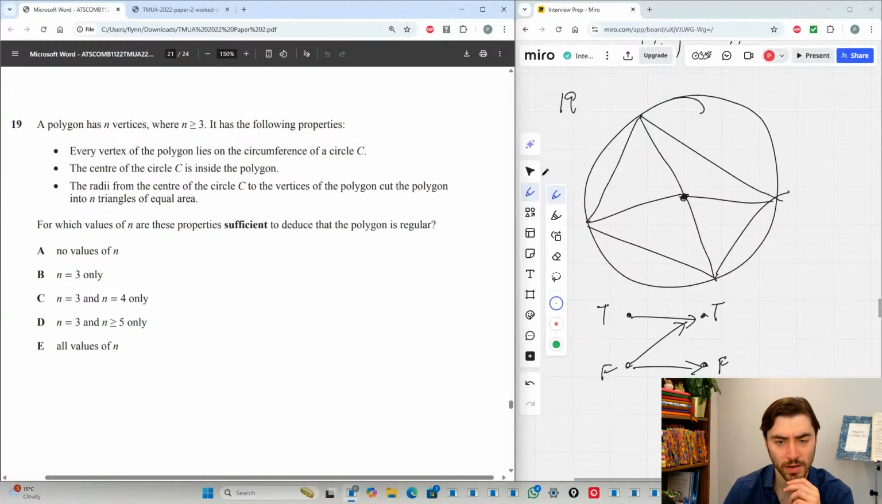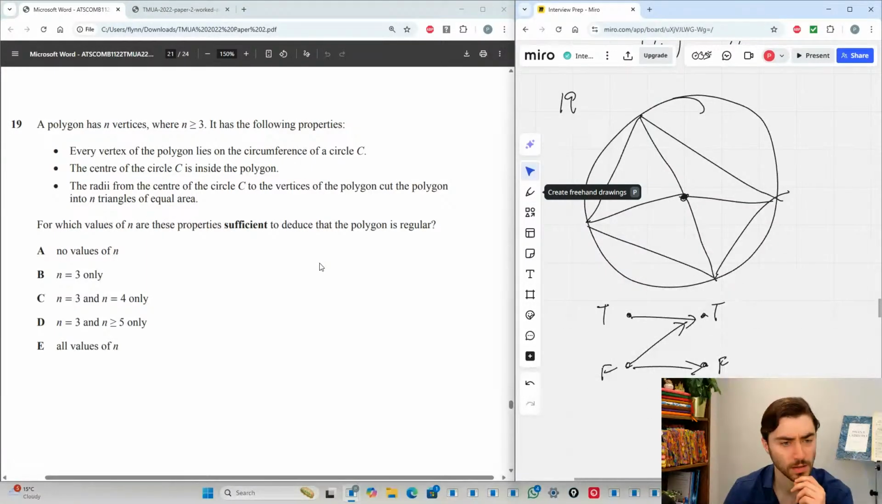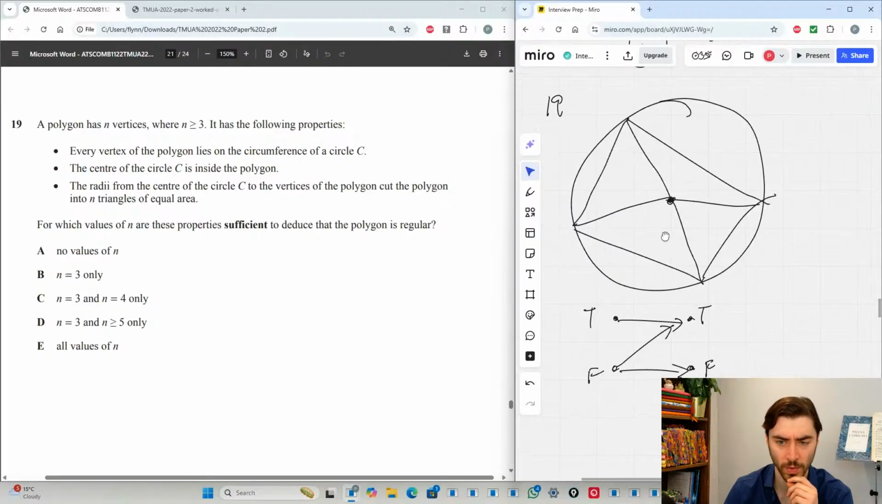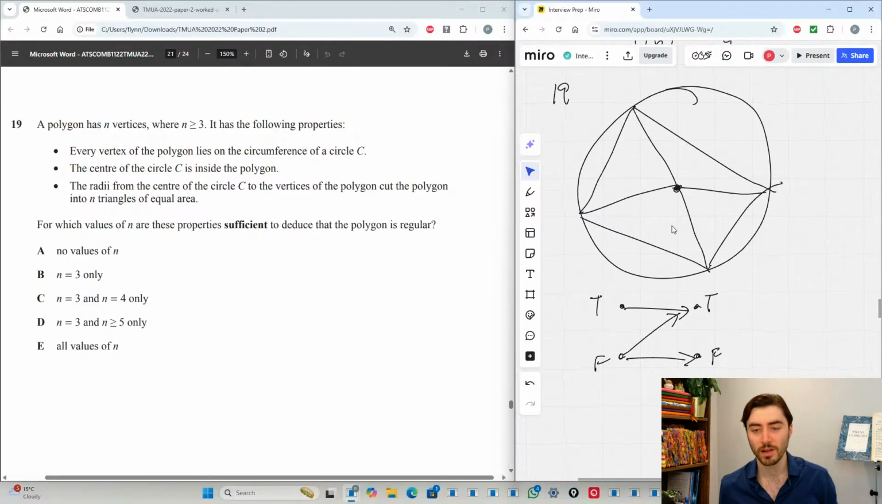And triangles of equal area. How am I going to handle that quickly? The problem is with a lot of these, quick solutions don't come readily to mind because you haven't seen ones like this before. So you have to come up with solutions on your own, and it's not fun. So, equal area.